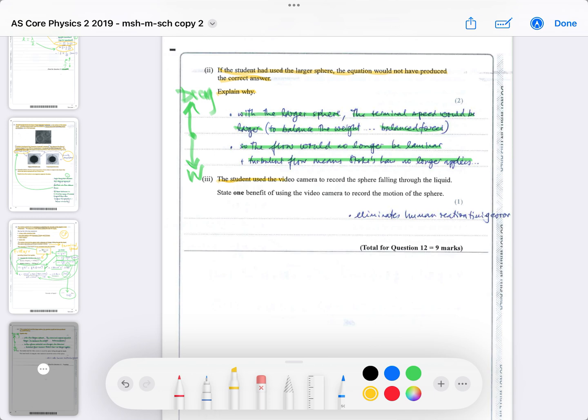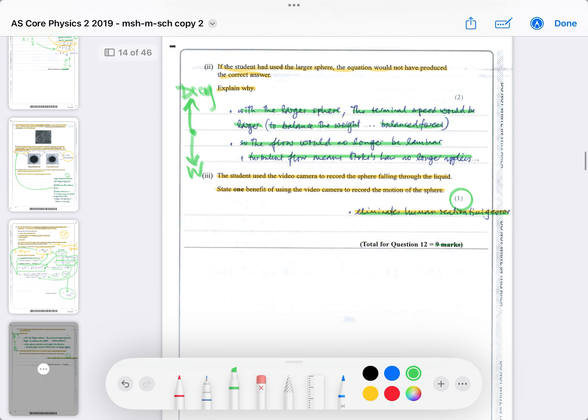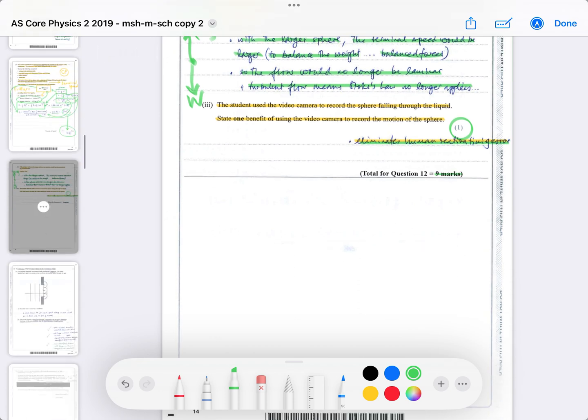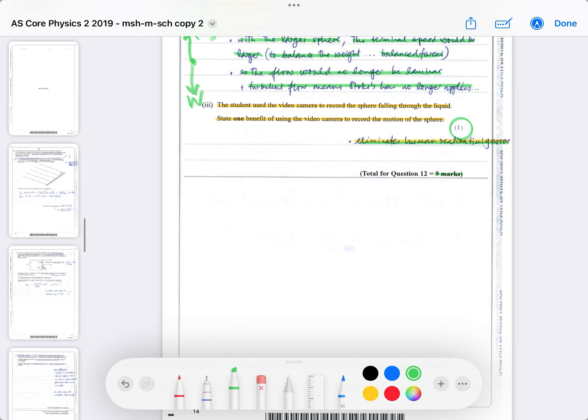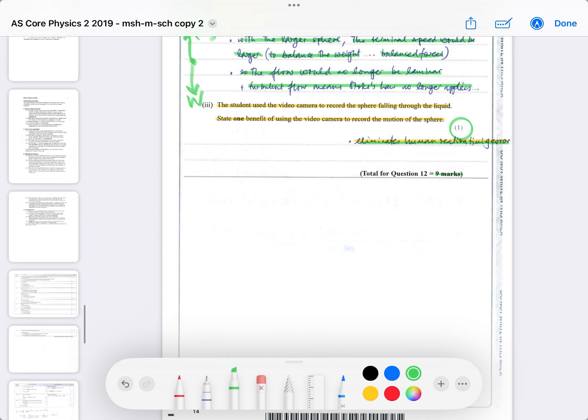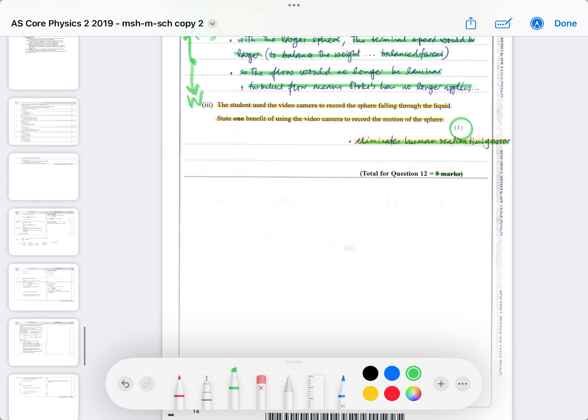Finally, the students use the video camera to record the sphere falling through the liquid. State one benefit of using the video camera. Well, that would eliminate human error for timing. And you probably have alternative answers in the mark scheme, but it's only 1 marker. So that's what I've put down for my attempt of the 1 marker to get the 9 marks. Okay, I'm going to go straight to the mark scheme at the end of the paper, and then hopefully come back and do the rest of it later on.